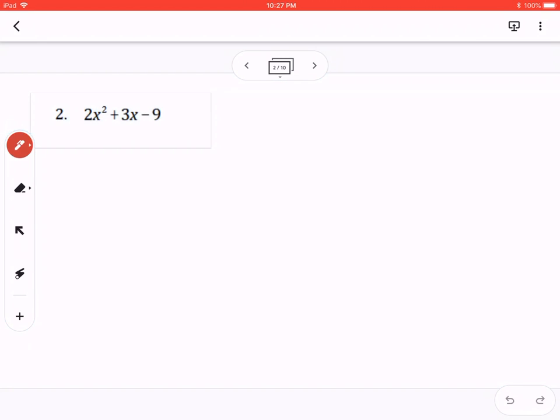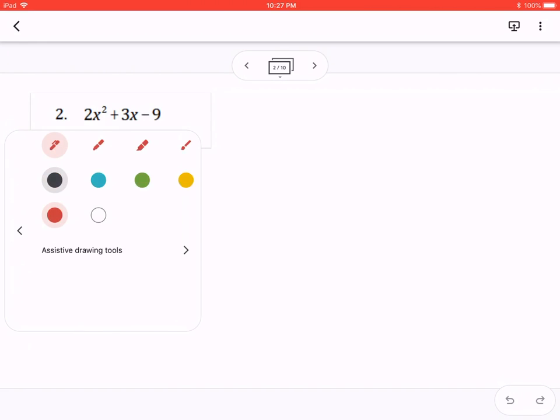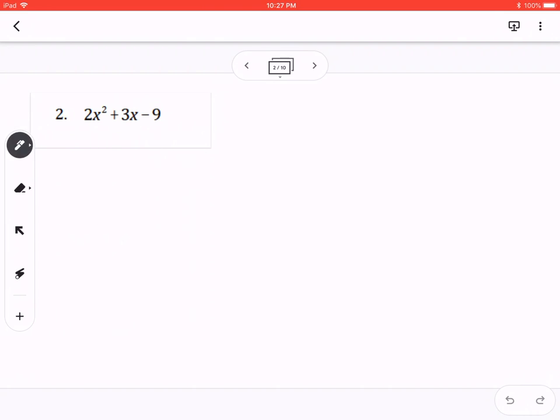Here's another one. In this case, the a value is a 2, since it's in front of the x squared. The b value is a 3, since it's in front of the x, and the constant is a negative 9.